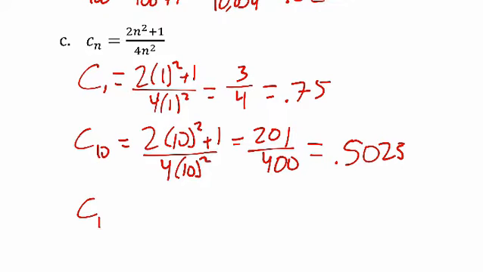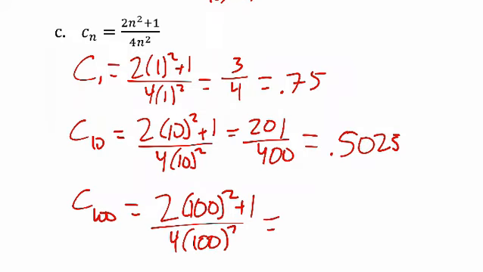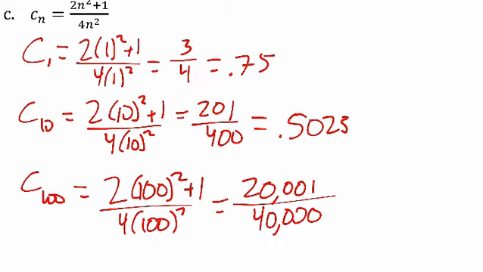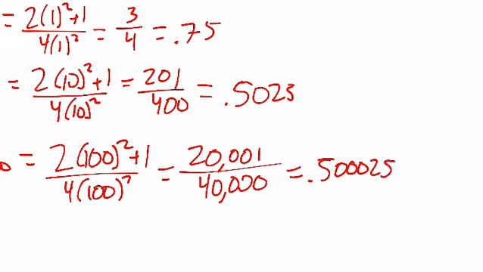Now, C sub 100, going even bigger, we got 2 times 100 squared plus 1 over 4 times 100 squared. So that gives us 20,001 over 40,000. Now if we type that into a calculator, we end up with 0.50025.